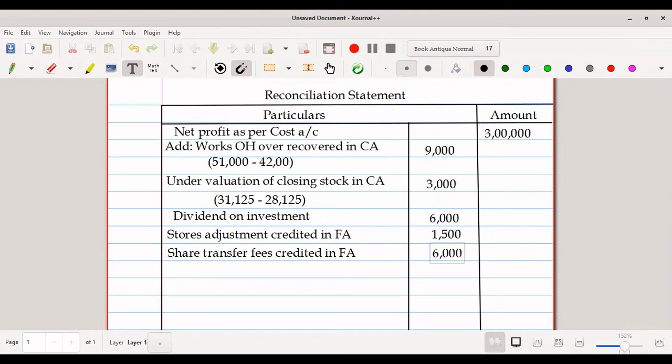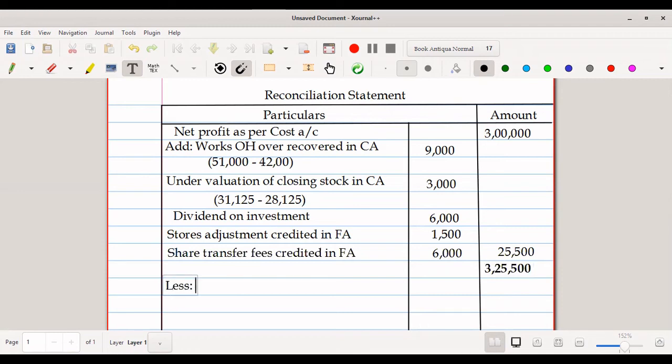So these are the 5 items which I had shown you in the hints which are to be added. When we total all this together, it comes to 25,500. So now we have to add these two. It comes to 3,25,500. So this is the total now. And for this we have to deduct a few items. So let us see what those are.